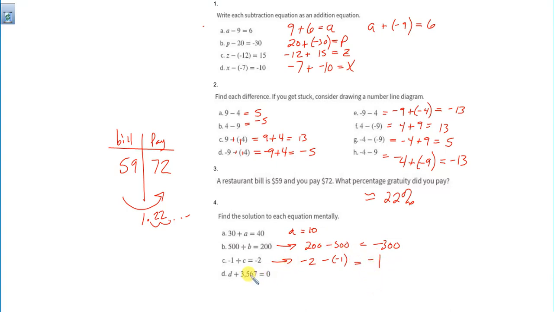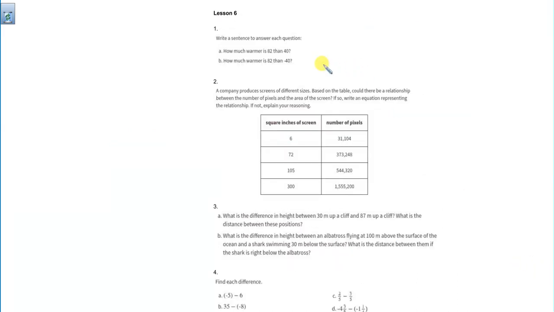And this one right here, what could I add to this to get 0? You need its additive inverse, so that should be mental for us. Negative 3,567 is what D equals in that one. So this one was A, this one was B, this is what C equals. And that is the fourth problem there. And I think we got some time on this video. We can go ahead and jump into the next page on lesson 6.